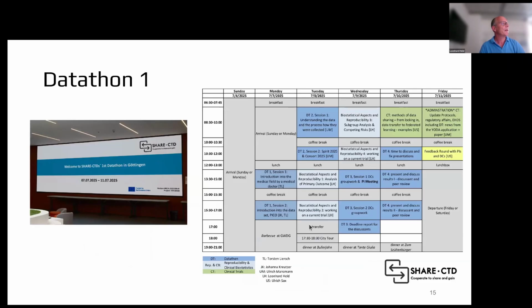And that's another picture of that datathon in Göttingen. That was actually a whole week where there were several sessions. For example, we had the senior author of that publication visiting us and telling us the background and the motivation for the trial. And then we had several sessions on biostatistical aspects of the analysis, because many of the analyses involve statistical aspects and also other aspects, which you see here in this table. So the datathon actually took place over a whole week.